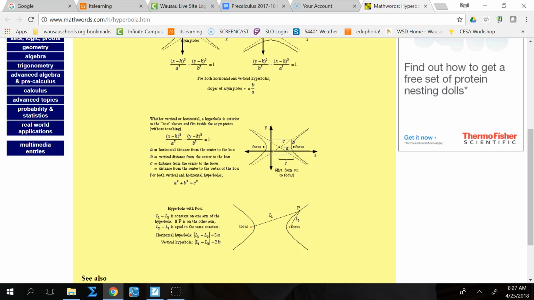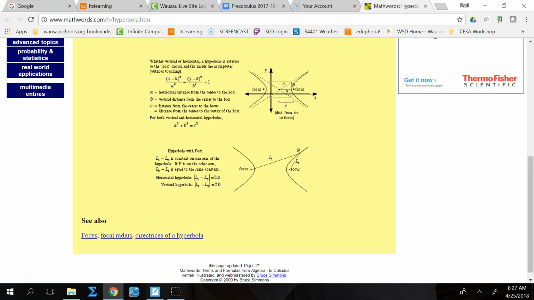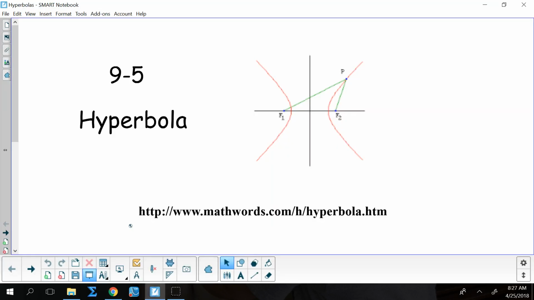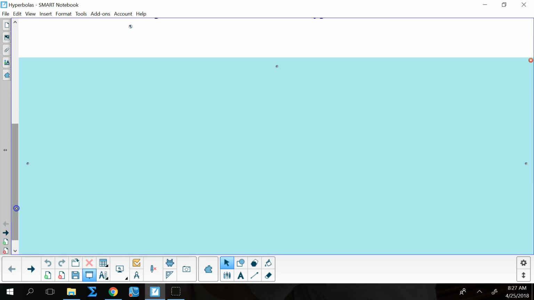And then the foci are inside, just like for the parabola, the focus was inside. For the ellipse, the two foci were inside. For a circle, the focus is the center, so that's inside. So the focus is always inside the conic. Same thing here. So it'll be inside the actual conic, outside of the box. Okay? So, let's dive right into the equations.